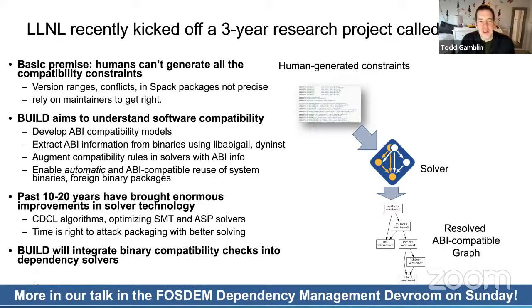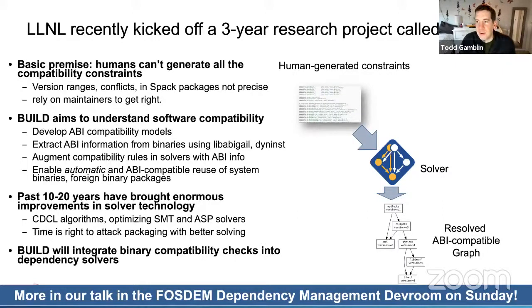So version ranges and conflicts in Spack packages, they're not precise. We rely on humans to get those things right. But really what we care about is the ABI between different packages. And so what we're aiming to do with this project is understand software compatibility better at the ABI level. So we want to come up with models for what's in an ABI, what functions, what data types, what parameters of different function calls are in that.